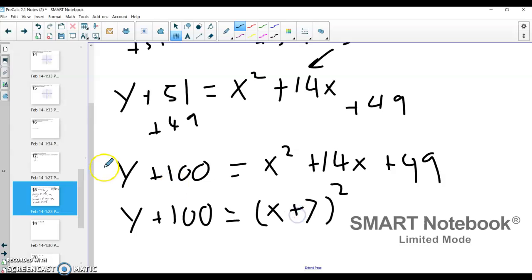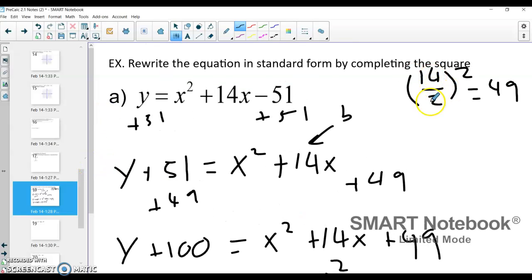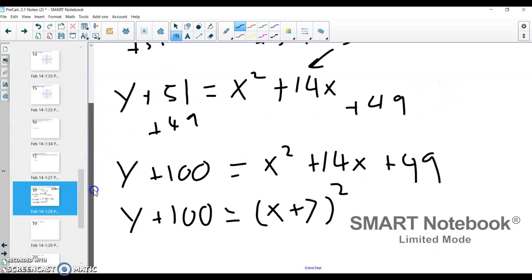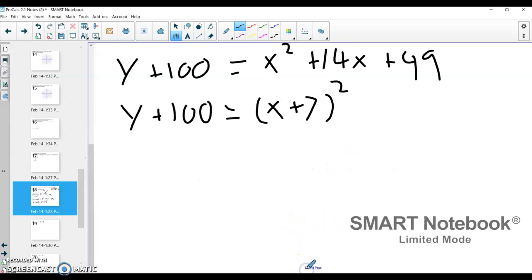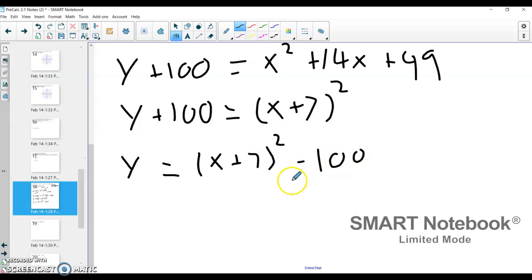X plus 7 squared. And you can think of it too, I got 7 when I did 14 divided by 2. That's where that 7 is coming from there. Okay, now the last thing I need to do is just move over my 100 again. So I got y equals x plus 7 squared minus 100. And now I have it in standard form.